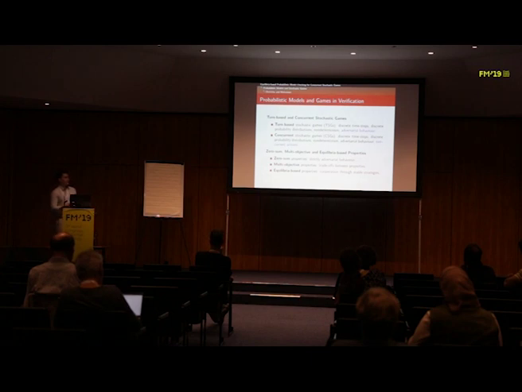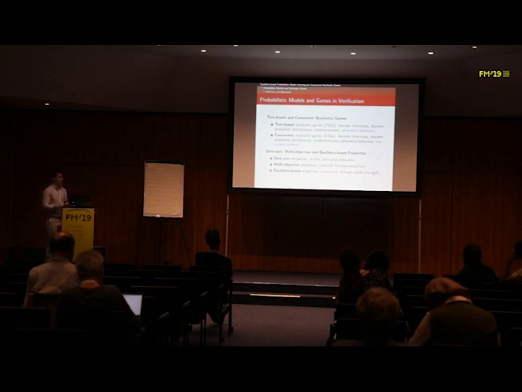So the classical example here for a turn-based game would be a game of chess, so you move, your opponent moves, and that's how the game progresses. And for a concurrent stochastic game, the classical example would be rock, paper, scissors, so you both move at the same time.